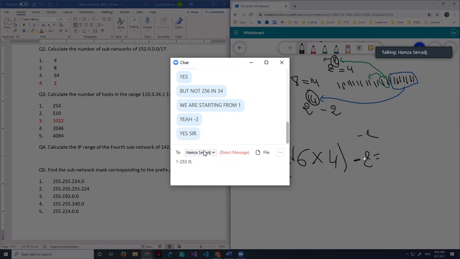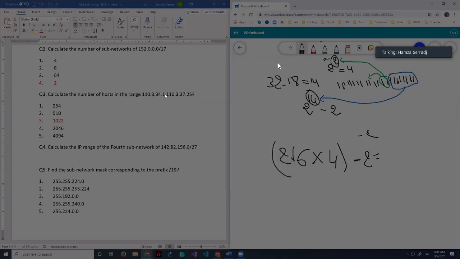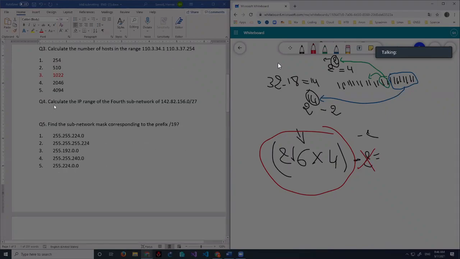So we exclude just two addresses, the 34.0 and the 37.255, because when we do just this, we include all the possibilities from 0 to 255 in each one, the 34, 35, 36, 37. We are including from 0 to 255. But here it's from 1 to 254, so we need to exclude these two situations to get the right answer.